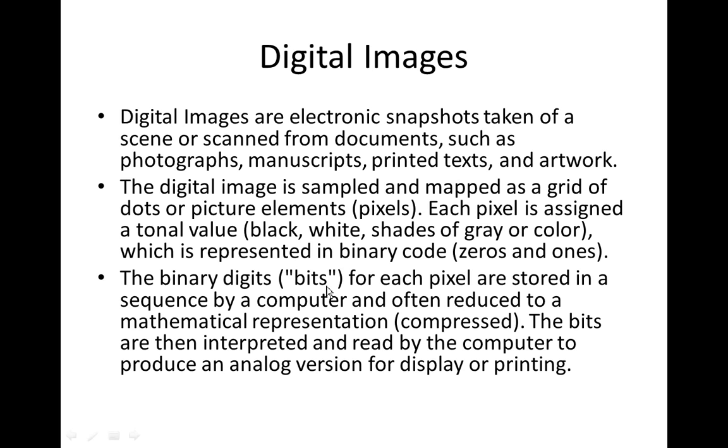Binary digits or bits for each pixel are stored in a sequence in the computer and often reduced to a mathematical representation. That means it's been compressed. And the bits are then interpreted and read by the computer to produce an analog version of the display or printing.